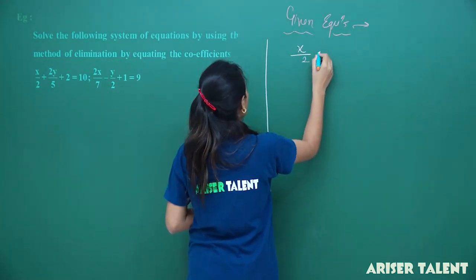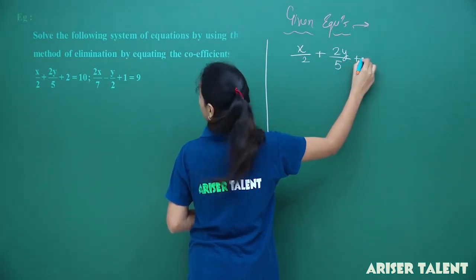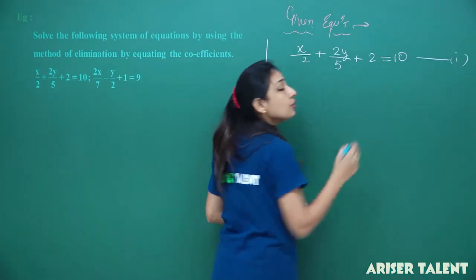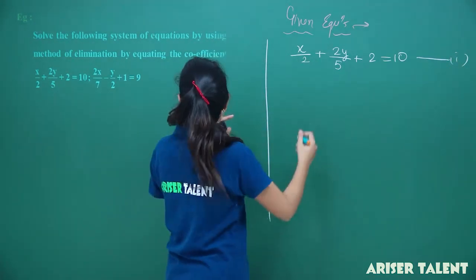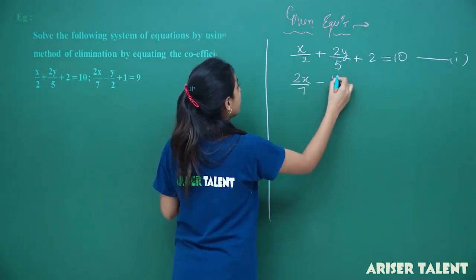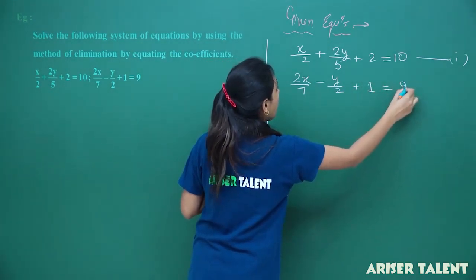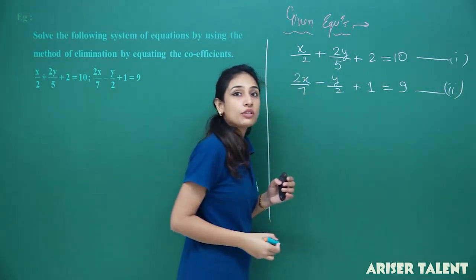x by 2 plus 2y by 5 plus 2 equals 10. Now, this is your first equation. Now, the second given equation is, students, 2x by 7 minus y by 2 plus 1 equals 9. This is your second equation.